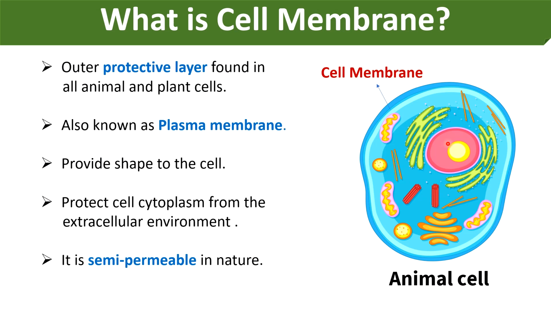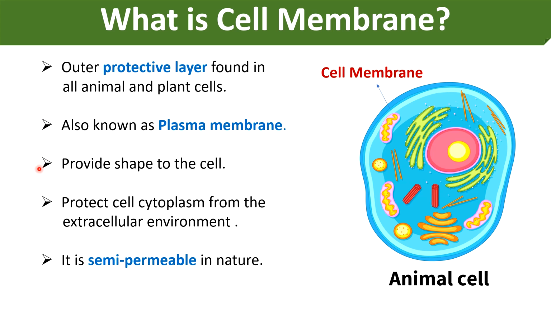As we all know, all living organisms including us are made up of cells. Cell is the basic unit of life. All of the cell organelles are embedded in the cytoplasm surrounded by a thin membrane known as cell membrane. It is the outer protective layer found in all animals and plant cells. Cell membrane is also known as plasma membrane.